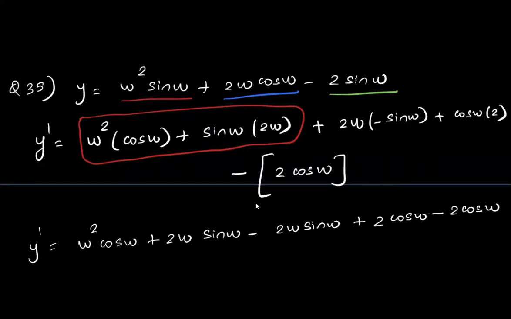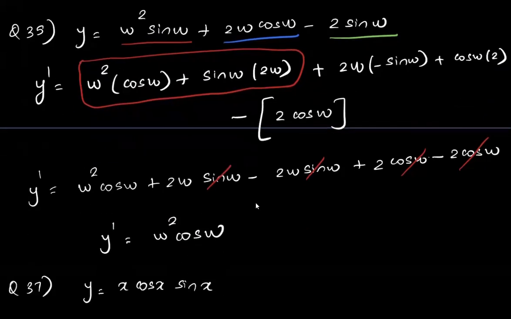So let's see what gets cancelled away. This and this goes away, this and this goes away, and that leaves me with the final answer of y prime is w squared cosine w as the final answer.